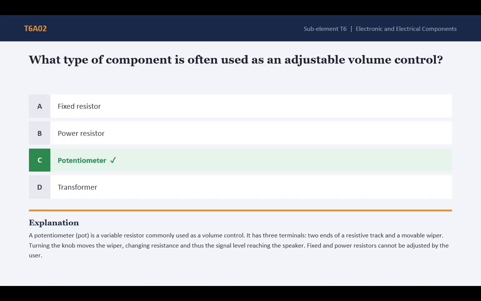What type of component is often used as an adjustable volume control? C. A potentiometer. A potentiometer, or pot, is a variable resistor commonly used as a volume control. It has 3 terminals, 2 ends of a resistive track, and a movable wiper. Turning the knob moves the wiper, changing resistance and thus the signal level reaching the speaker. Fixed and power resistors cannot be adjusted by the user.